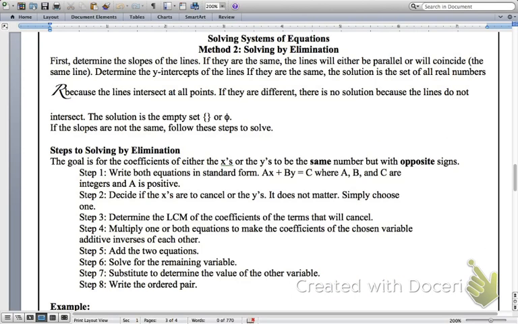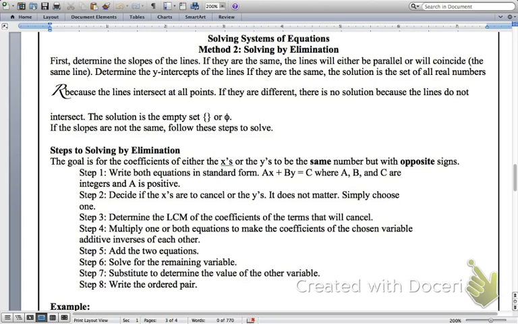Method 2 for solving systems of equations is to solve by elimination. Again, check to see if the slopes and the y-intercepts are the same. That would save you time to see if the solution is no solution or all real numbers. So here are your steps. Step 1. Write both equations in standard form. Then decide if the x's are to cancel or the y's are to cancel. It doesn't matter, you can choose.